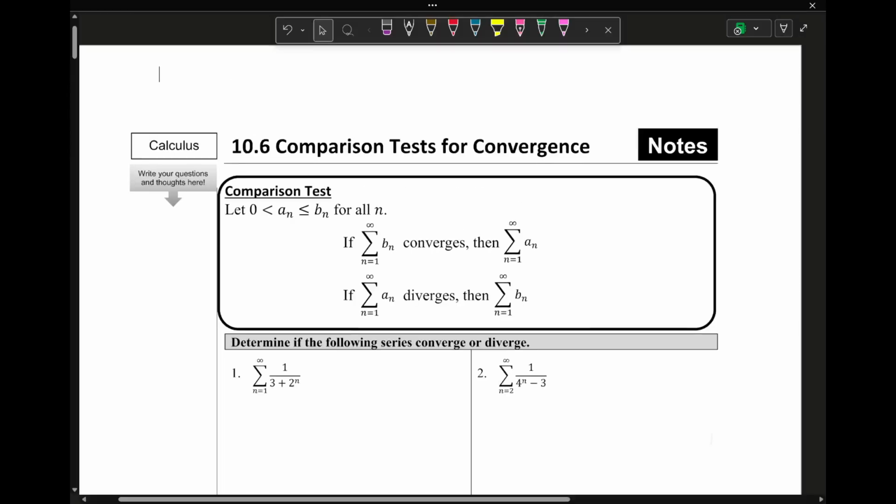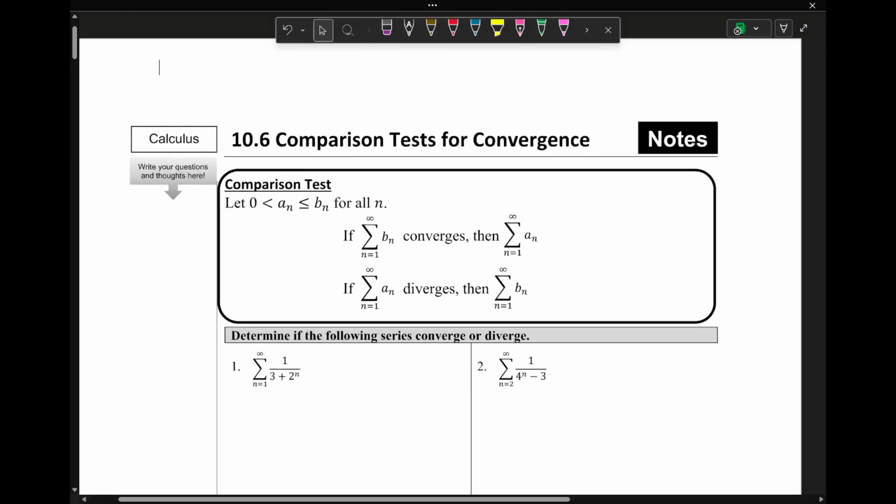Alright, so we need to move on to 10.6 and start looking at what's going to be different here. So I would say from the 10.1 through 10.5 stuff, geometric and p-series are going to be the most common for sure. I don't think I was able to number this one for you, but this is supposed to be number 42.